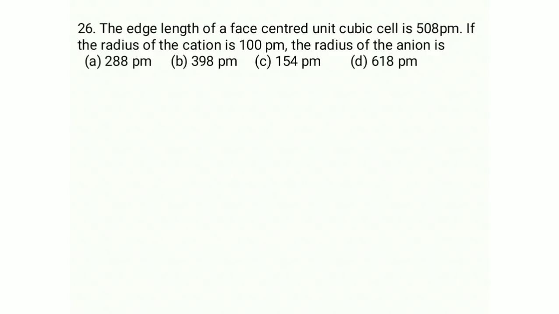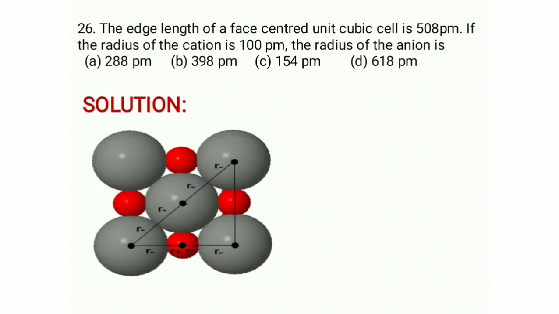Then 26th. Remember, in the 26th case, a face-centered unit cell has an edge length of 508 picometer, the radius of the cation is 100, and we need the radius of the anion. Here you cannot use the radius ratio formula. So what you have to know correctly is the face-centered cubic structure. I will show you the diagram. So this is the face-centered cubic structure diagram. You can see one face I have shown.